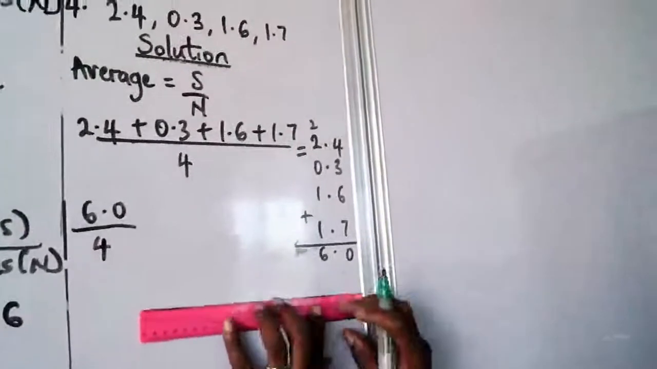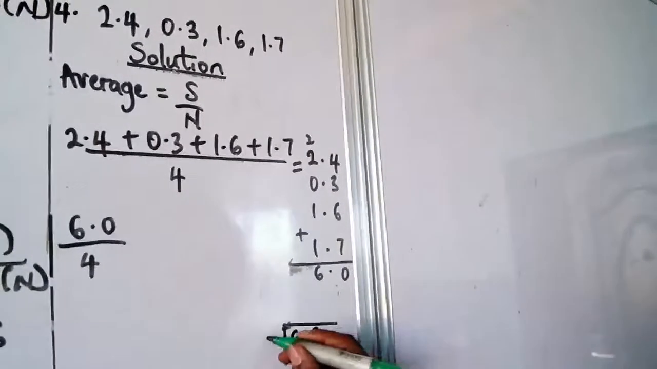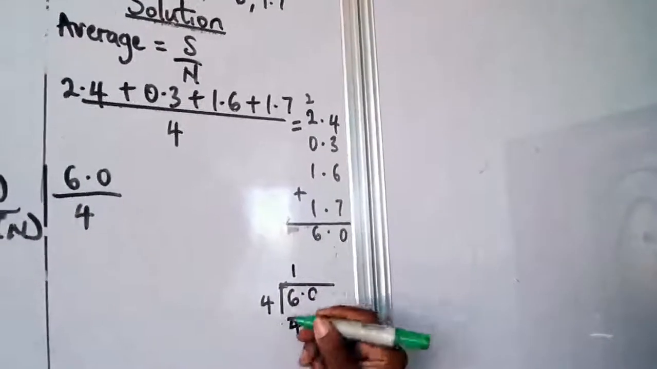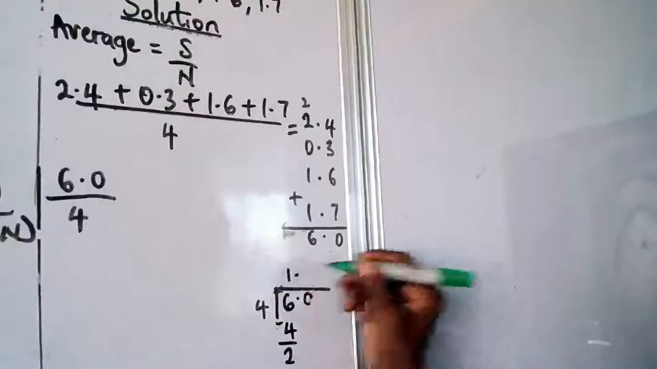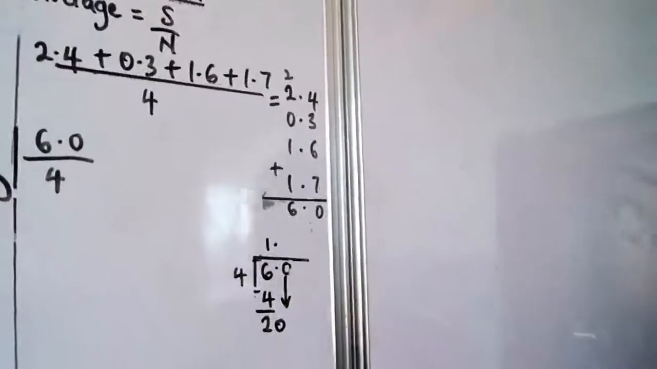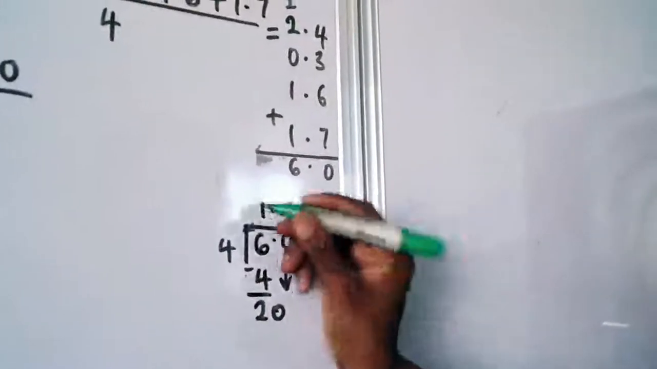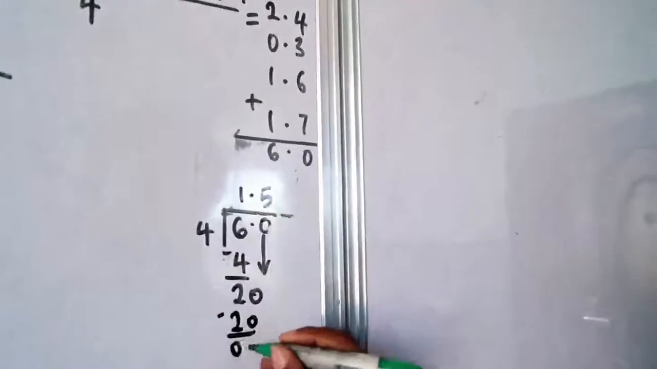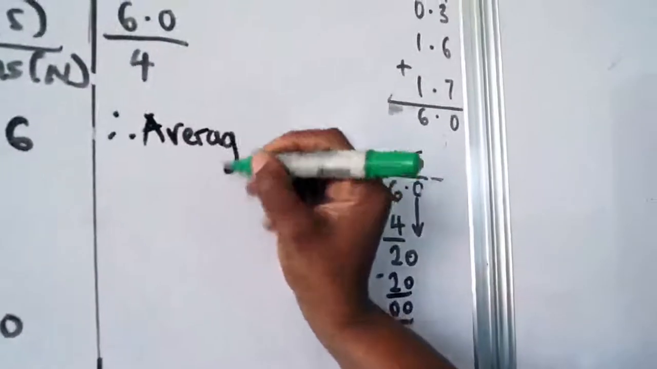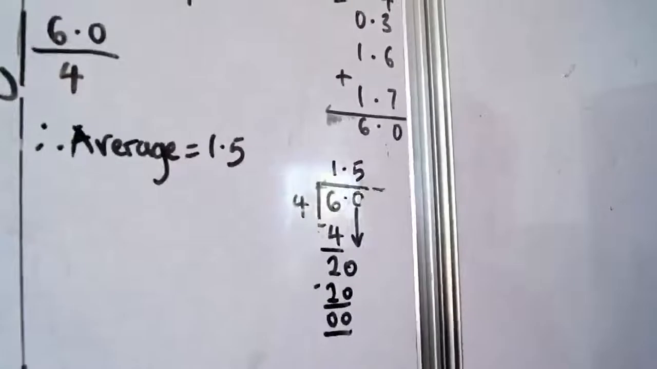Now let's do the division, everybody. 6.0 over 4 gives us, you know your long division method. 6 divided by 4 is 1. 1 times 4, 4. 6 minus 4 is 2. I move my decimal point up and bring down 0. You remember that whenever you bring down a number, you start the process all over again. So 20 divided by 4 gives 5. 5 times 4, 20. 20 minus 20, 0. That means that our average for this set is equals to 1.5. Deborah, is the lesson clear?